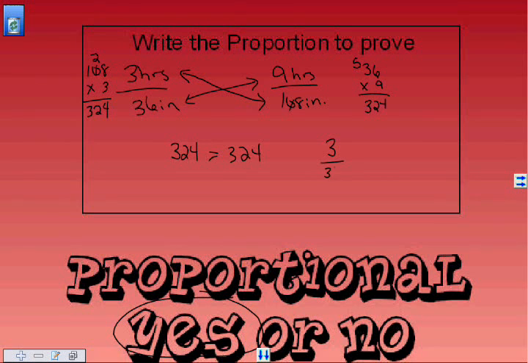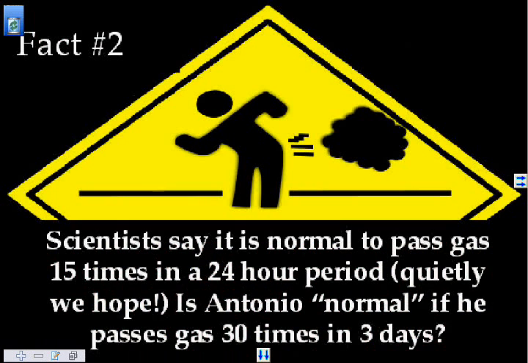Now, remember, you do have your other method of taking the two ratios and simplifying them down. Here we could divide by 9. And the simplified ratios are equal. So both of these methods will work in proving whether or not two ratios or two fractions are proportional to one another. So here's another fact.